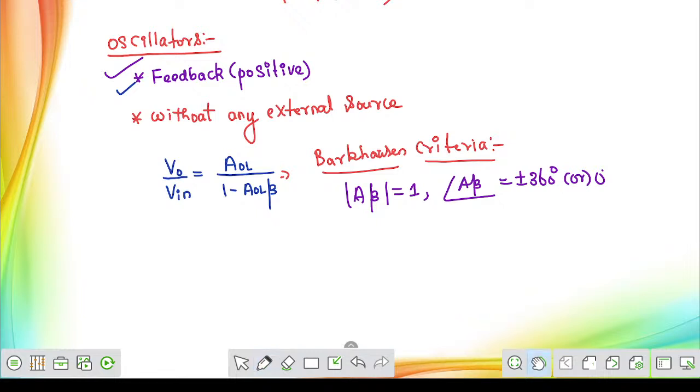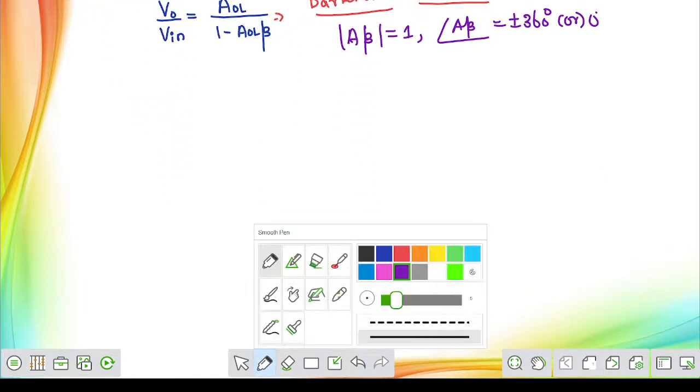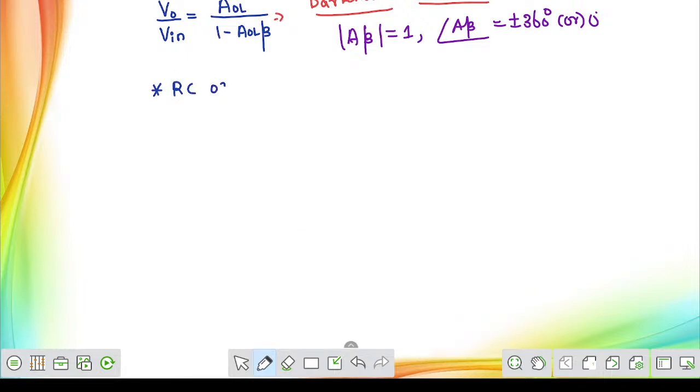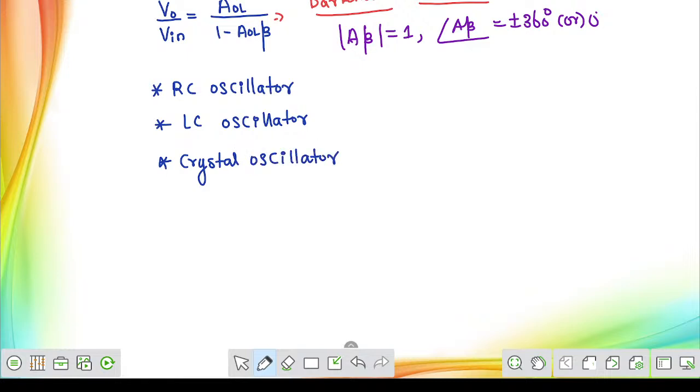Next, let us see the classification of oscillator circuits. Tell me, sir, what classifications are there? When we are talking about the classification of oscillator circuits, basically we will be dealing with three types of oscillators. The first one is the RC oscillator circuit. We will be designing RC oscillator circuits. That is the most important oscillator. The second type we call LC oscillator circuits. What about the last one, sir? The last one is the crystal oscillator circuit. Done, sir. Now, let us see all these things one by one.